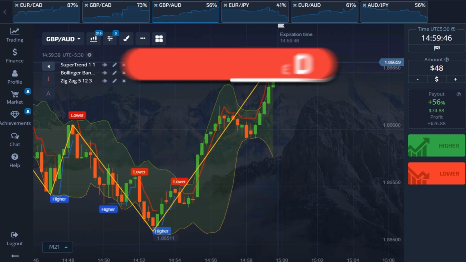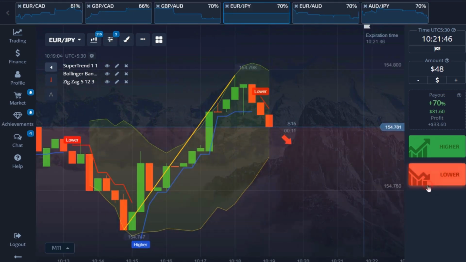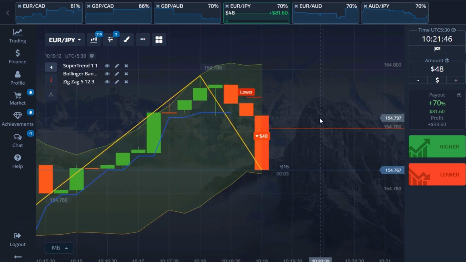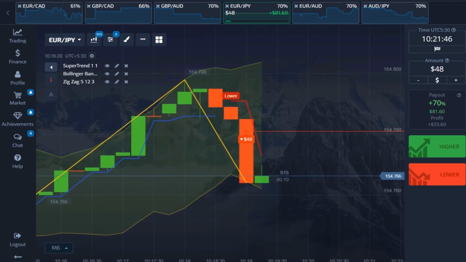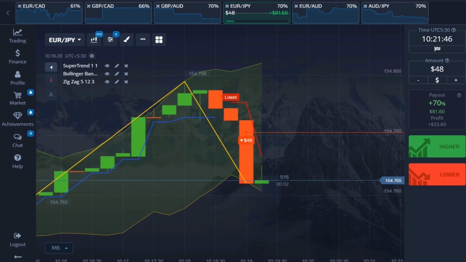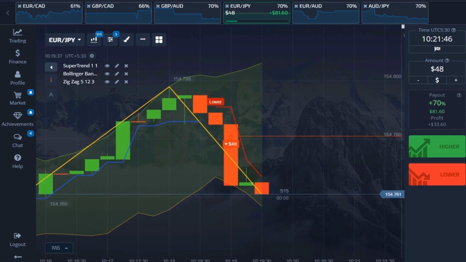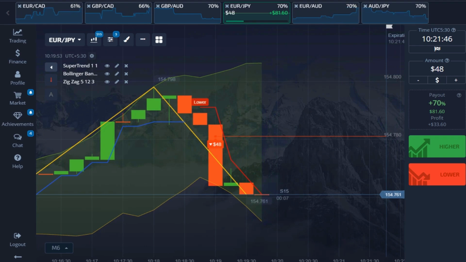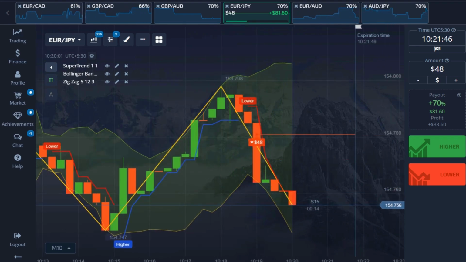Alright traders, here's a perfect sell trade setup based on our strategy. Let me break it down for you. The candle has touched the upper Bollinger Bands line. The zigzag indicator line is positioned above the candle, and we've received a sell signal from the Supertrend indicator. Everything aligns perfectly for a sell trade.